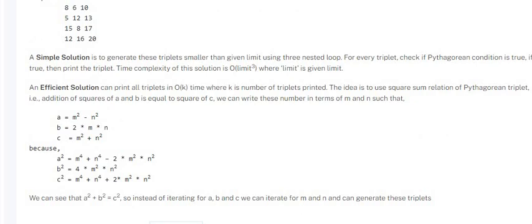So a square is m to the power of 4 plus n to the power of 4 minus 2m square n square, and b square is 4m square n square, and c square is m to the power of 4 plus n to the power of 4 plus 2m square n square. So instead of iterating for a, b, c, we can iterate for m and n to generate these triplets. And this notation we use in programming.